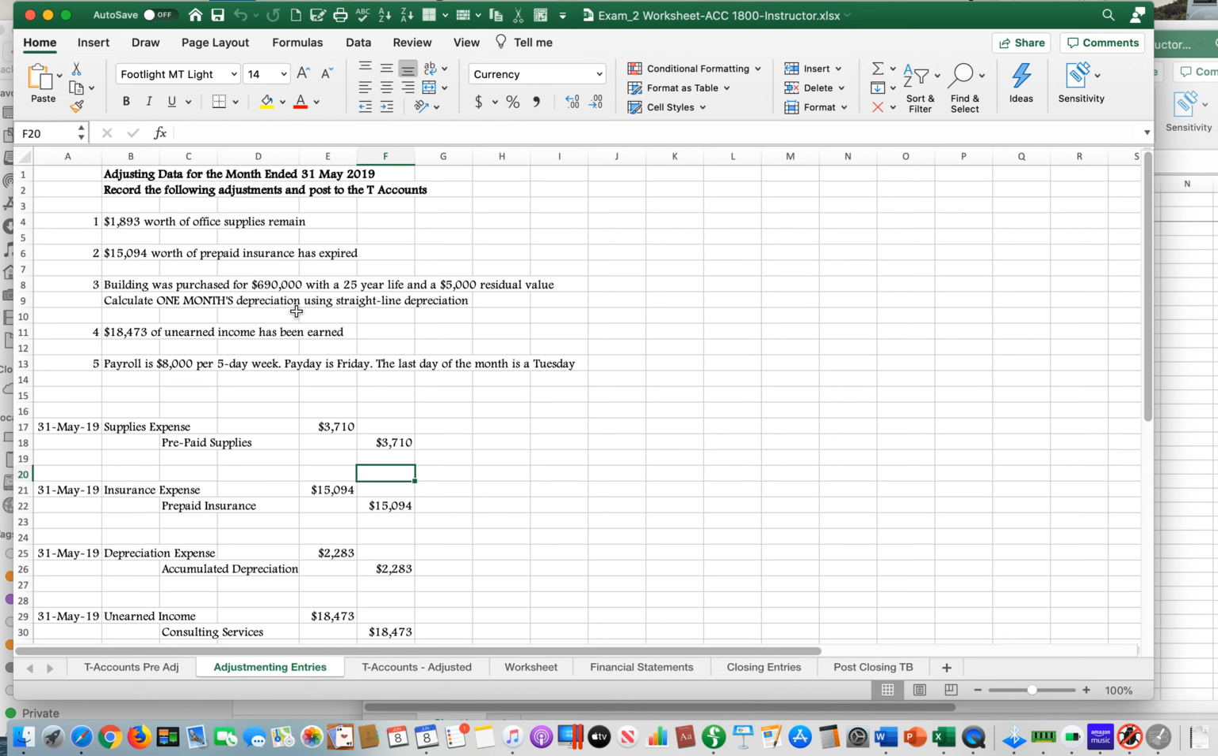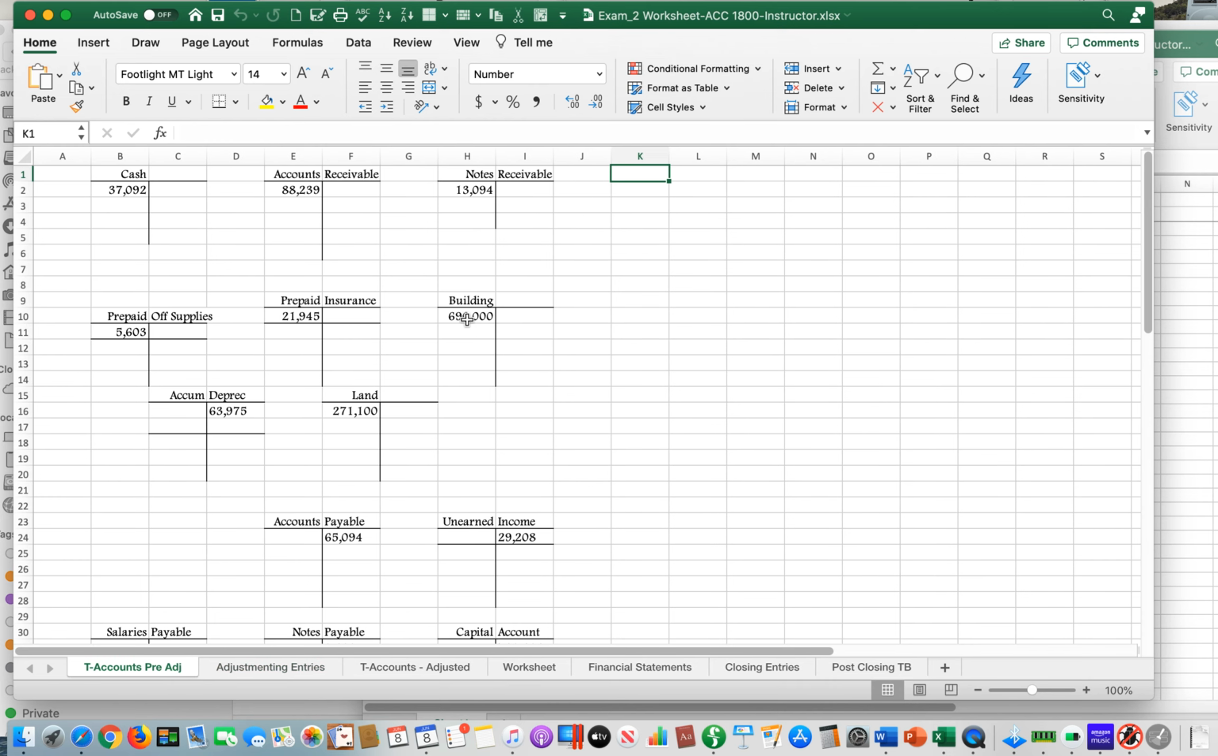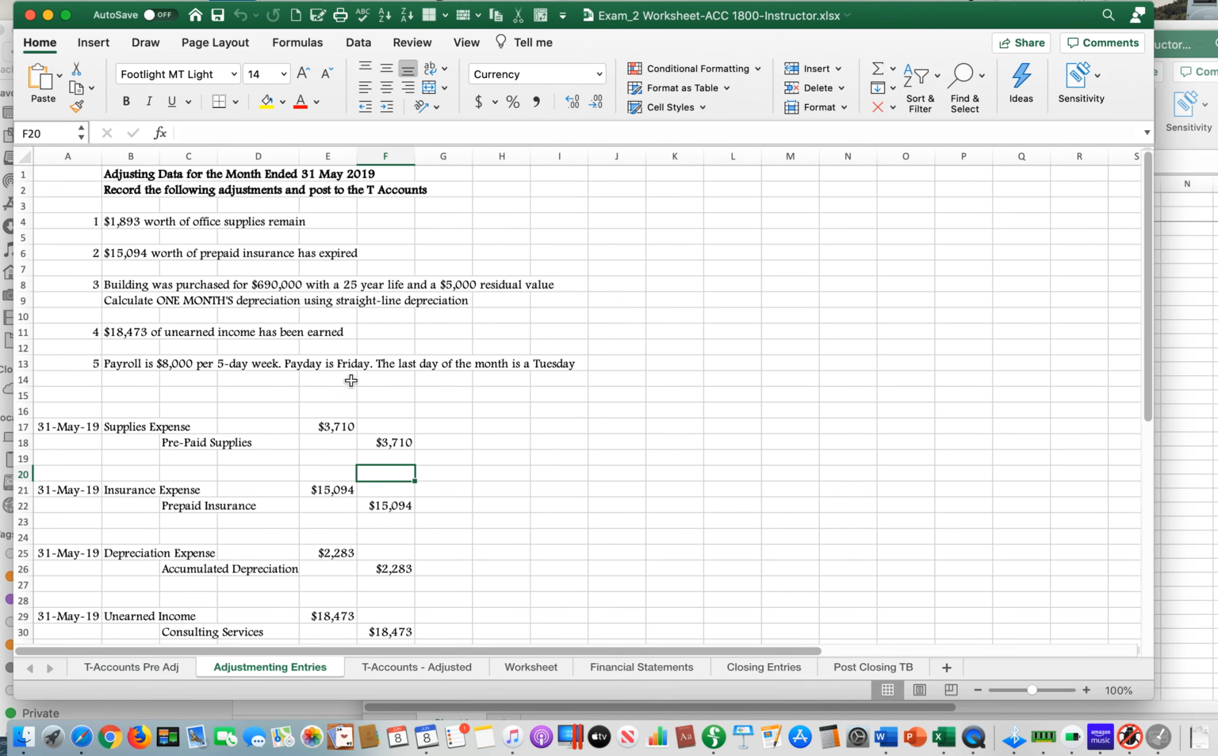A building was purchased for $690,000. Now let's go back. You see the building, $690,000, with a 25-year useful life and $5,000 residual value.